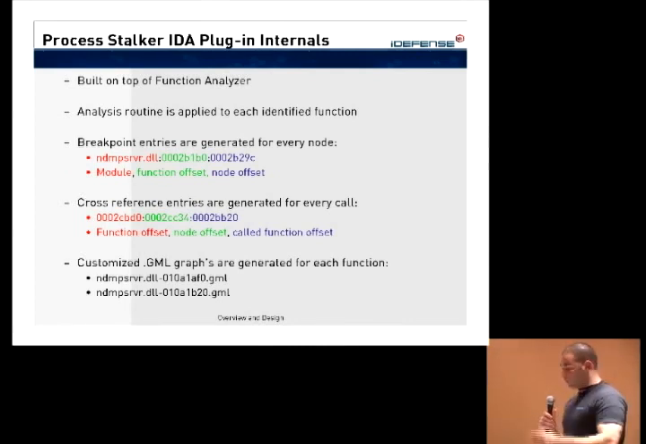If you have a module that loads at one base address in one run, and then it moves to another location in another run, you'll be okay. Cross-reference entries are generated for every call as well. And so this is the actual relationship between the functions and nodes. And that's not actually used for the tracing portion, but later on when you want to combine graphs, that file will come into play. And finally, again, a customized .gml graph is generated for each function. The file name is just going to be the module and the function address .gml.